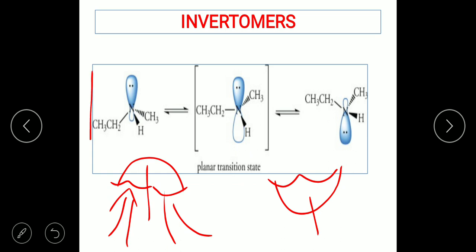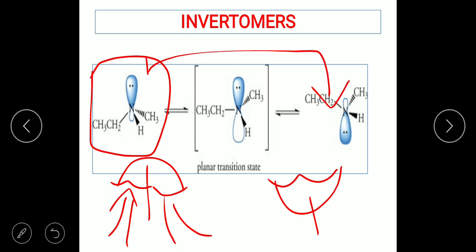Here we see that on the left side, the nitrogen has a lone pair above it, whereas the other 3 groups or substituents are pyramidal. Now, the invertomer is such that the lone pair which was above is now placed below. So these are a pair of invertomers. The lone pair is now below the nitrogen atom, whereas the other 3 substituents still have the pyramidal shape. This is what we call invertomers, also called amine inversion or umbrella inversion.